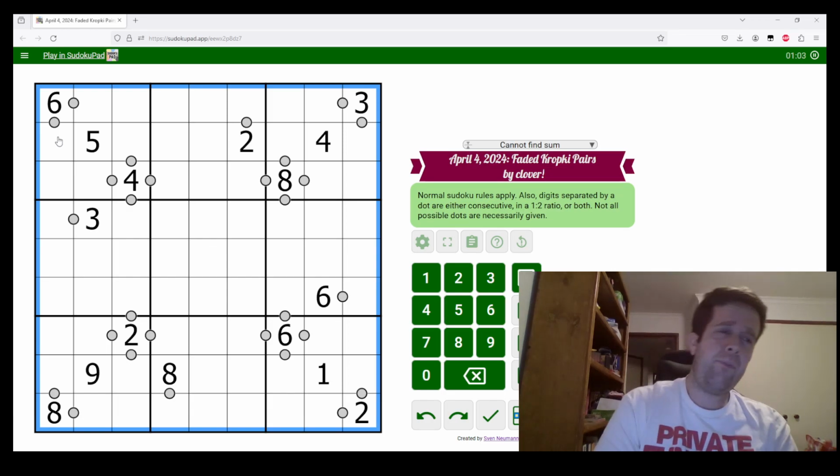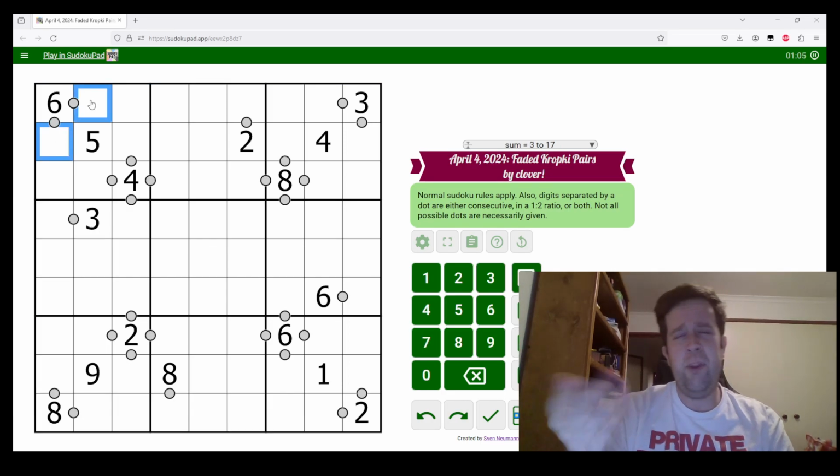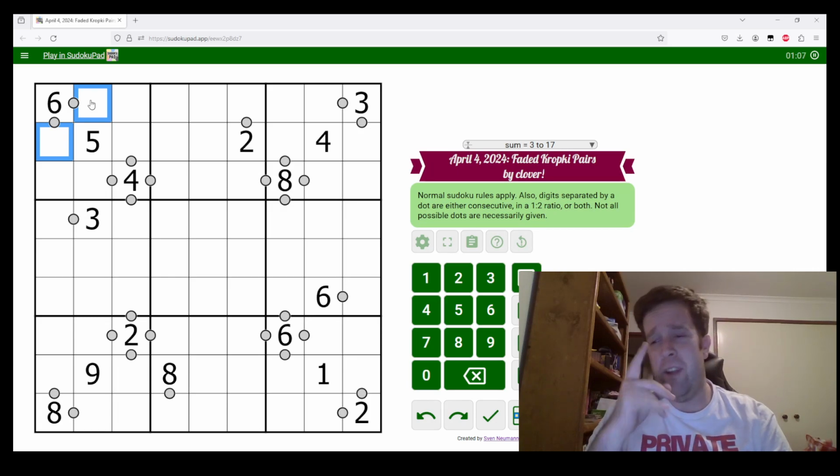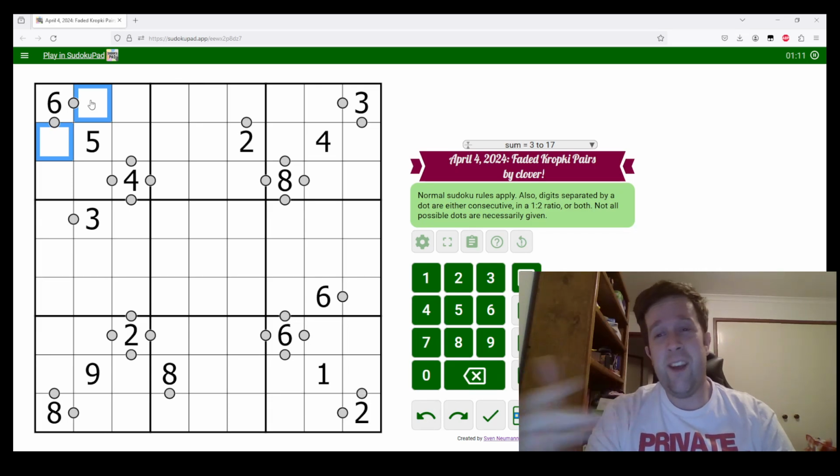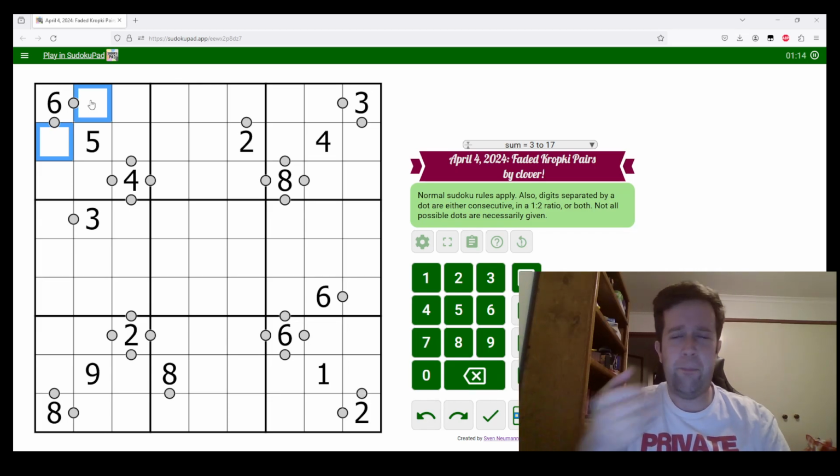Please by all means give the puzzle a go, though. It's a good puzzle. I've done it before. My only advice is slow down so that way you don't kind of screw it up.